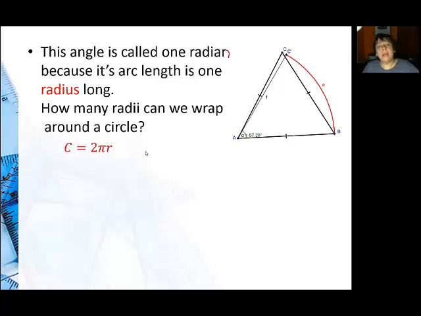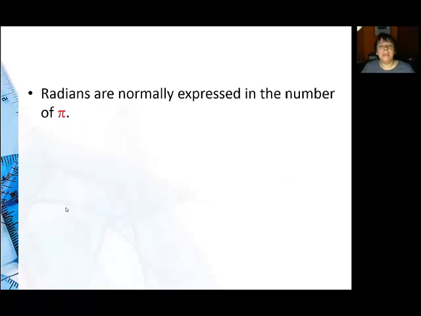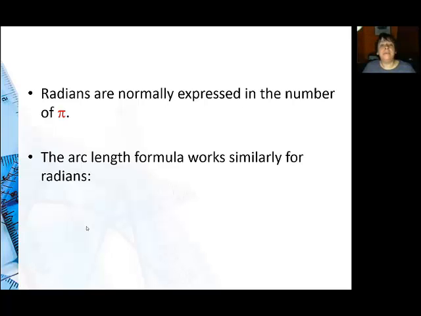Well, I know I can wrap 2 pi r, which is the distance all around the circle. Well, if each r is 1 radius, that means I can put 2 pi of them there. So every circumference is made up of 2 pi radii. So a circle also has 2 pi radians. I can fit in 2 pi of this angle in here. Now, radians are normally expressed in terms of pi. That's the exact answer.